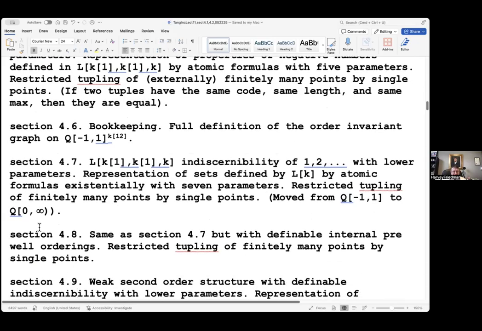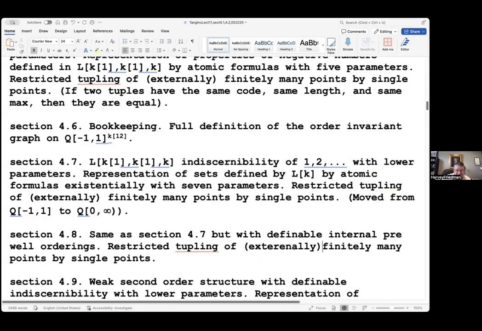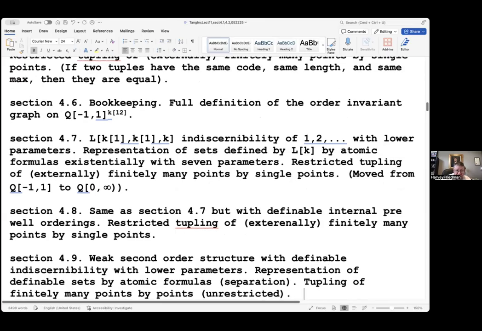Then we have the same thing as here, except that we develop the definable internal pre-well orderings. We have to actually make sense of what a pre-well ordering is and prove they're comparable and all that. And we also have restricted tupling with finitely many externally. Yeah, the same in tupling.